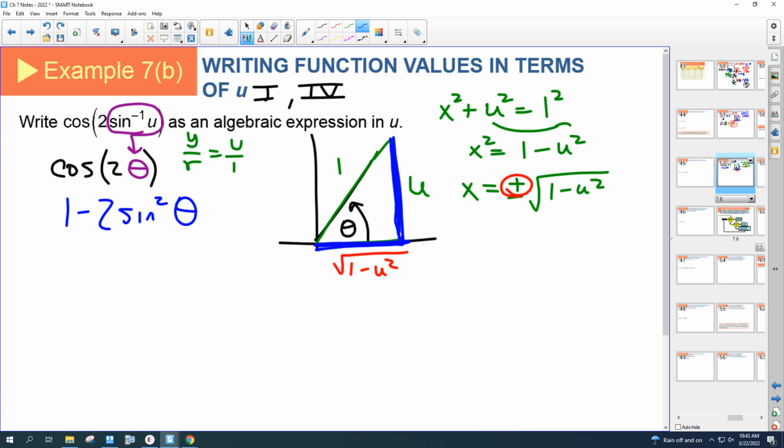1 minus 2 sine squared theta. So I can see from my picture that sine theta is u, right? Sine theta is u over 1, u. So I've got 1 minus 2 times u squared, or 1 minus 2 u squared.